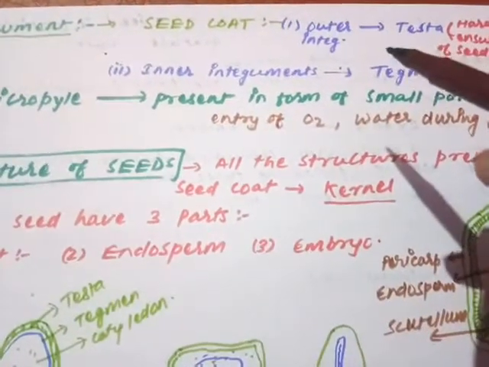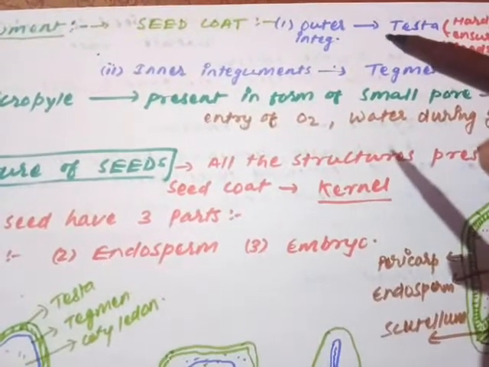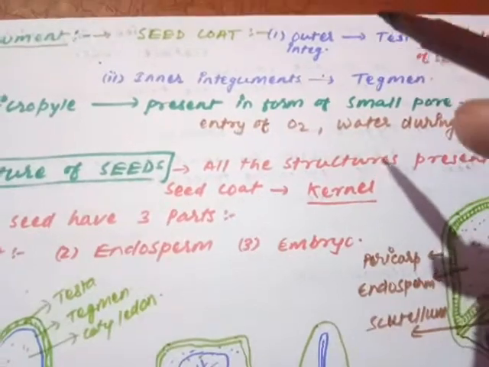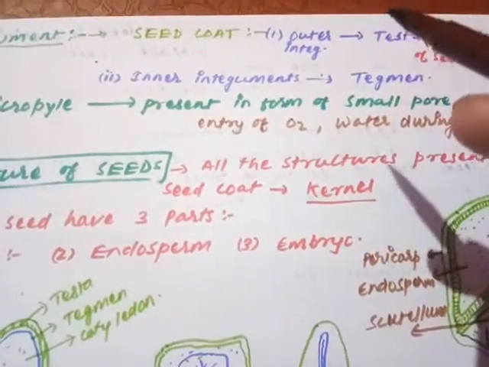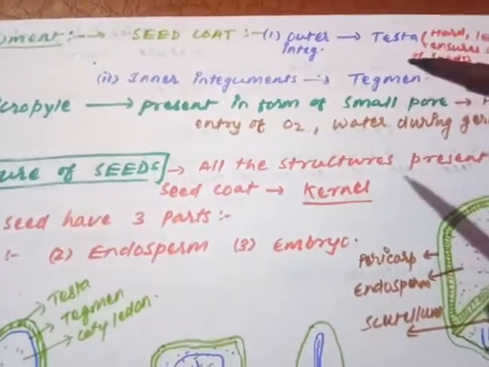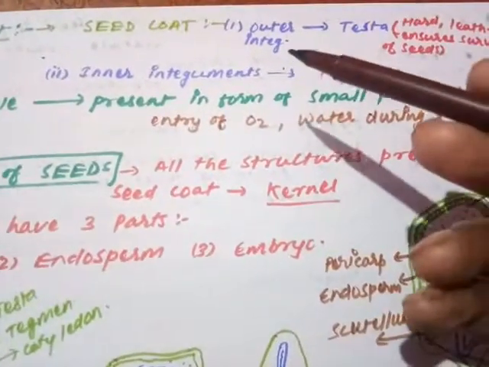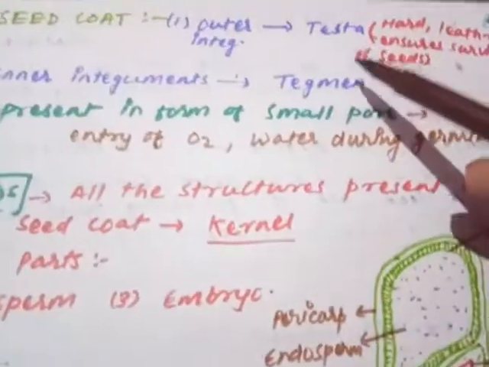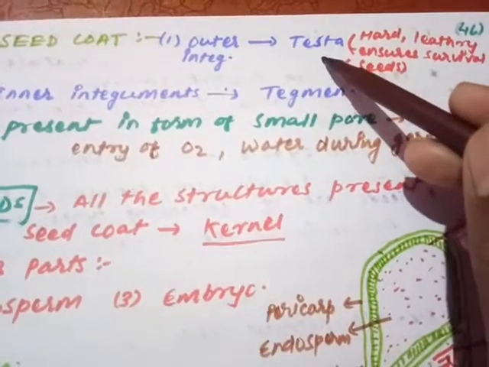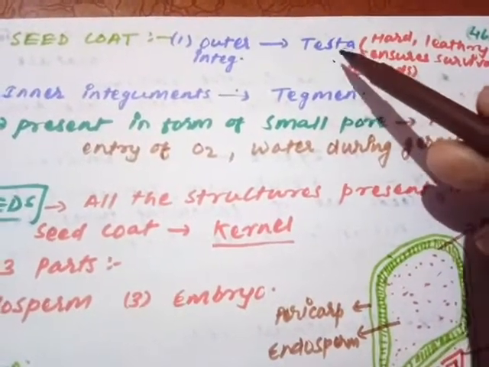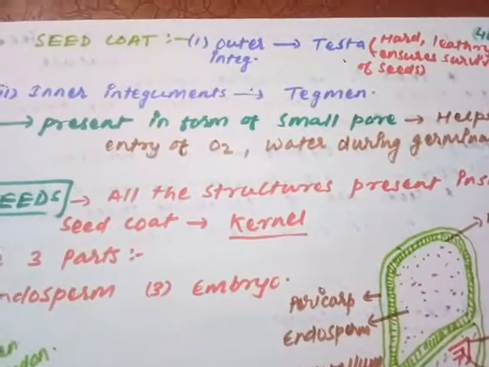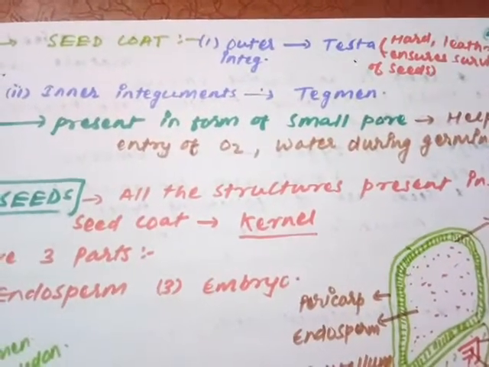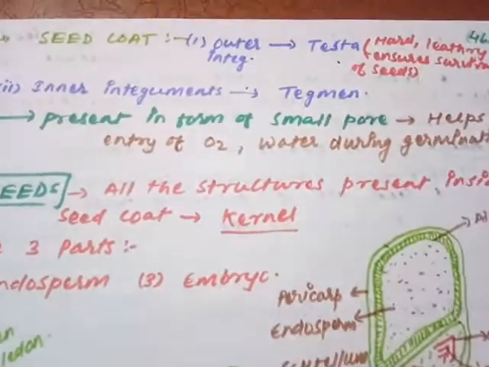These two integuments are going to make two different layers of the seed coat. So let us see what those layers are. The outer integument is going to form the external layer of the seed coat, that is called testa.